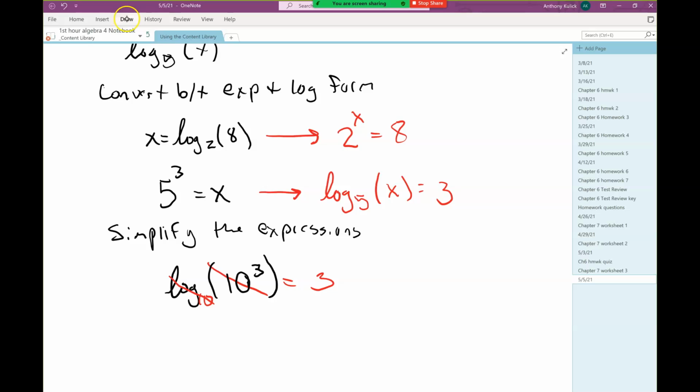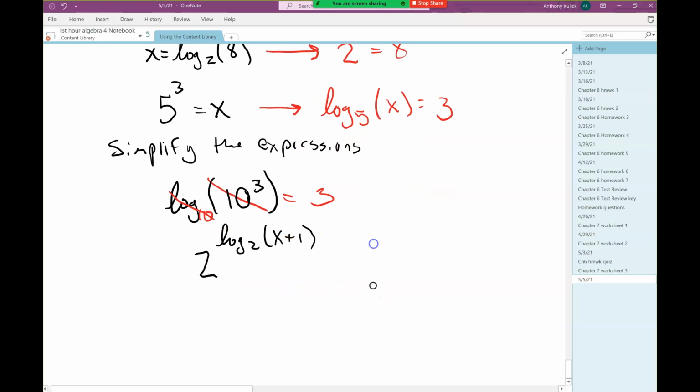Or I might write something like this. Here I have an exponent 2, and in its exponent is log base 2. So those can cancel out, and we'd be left with just whatever's in the exponent. Everybody okay there?